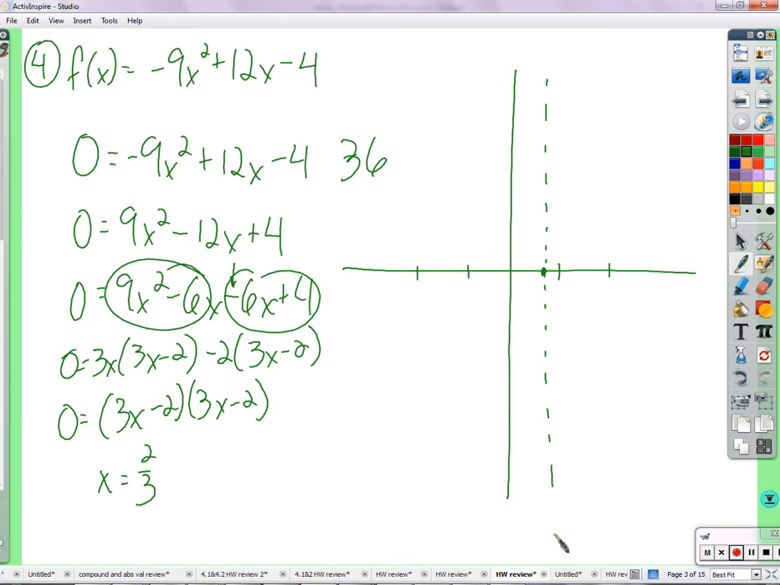You could just plug in. Plug in 0. That's an easy one. That's all gone. Negative 4. Point there, down at negative 4. We can reflect that over the line of symmetry. That's 2/3, so we'll go another 2/3. That's 1 and a third. 1 and a third also gives us a negative 4 y value.